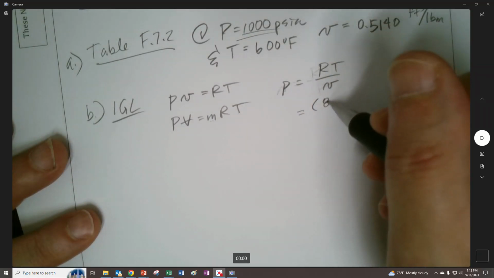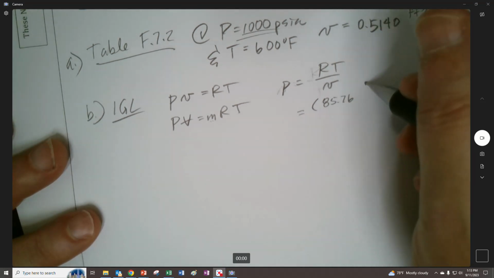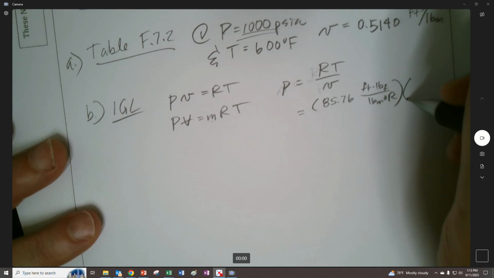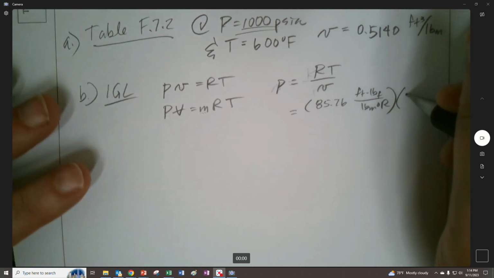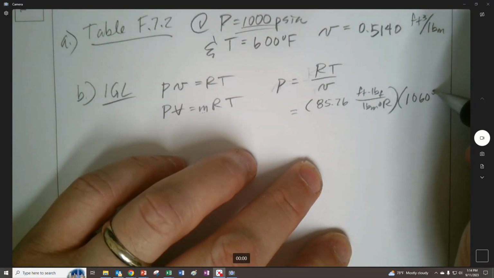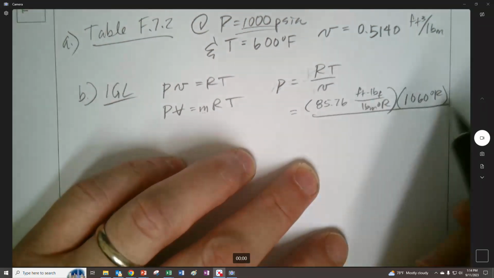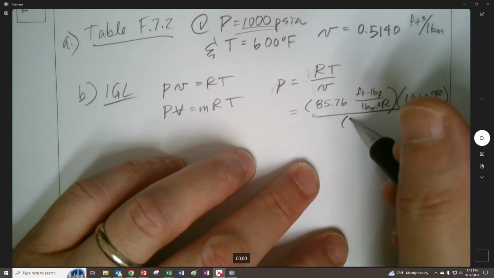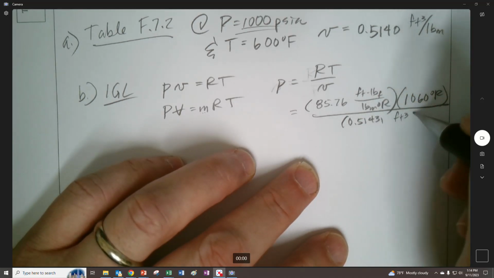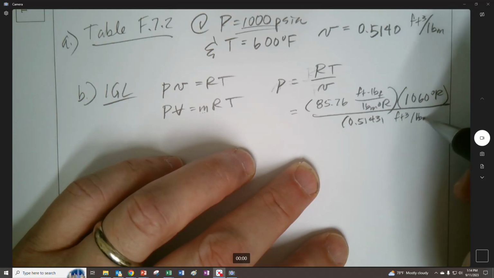R is 85.76 foot-pounds force per pound mass degree Rankine. The temperature was already converted. No, we need 600 plus 460, so that would be 1,060 degrees Rankine. I think I'm correct. And then the V is given: 0.51431 cubic feet per pound mass.